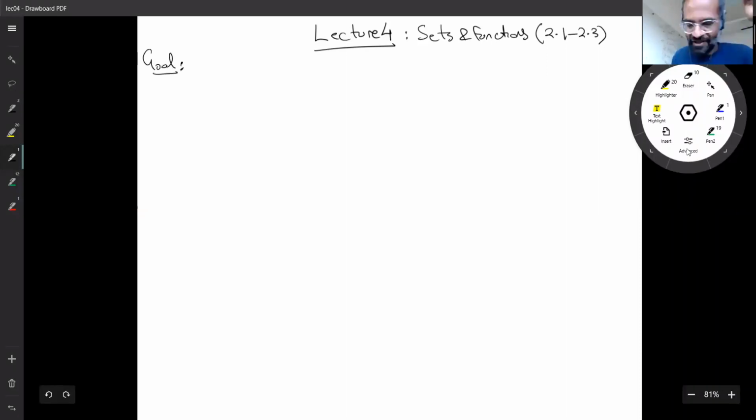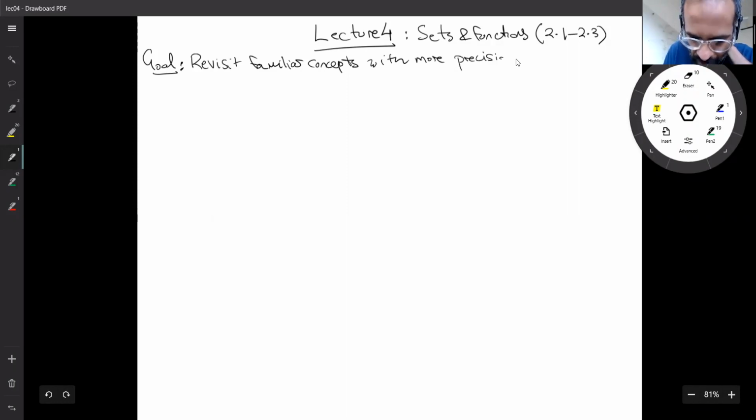What is different here is we're going to revisit these familiar concepts, but with much more precision, using this framework of proofs and propositional logic that we've developed. So the goal is to revisit familiar concepts with more precision, through the lens of logic and proofs.